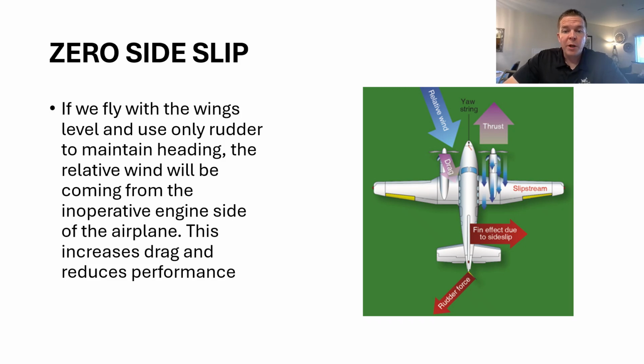So let's talk about a few different ways we could fly the airplane on one engine. If we were to fly the airplane with the wings level and use only rudder to maintain directional control, we would be slipping into the relative wind, and the relative wind would be hitting the side of the airplane that has the inoperative engine. So in this picture, the left engine is inoperative, the right engine is operative. This airplane is flying wings level and using only rudder to maintain directional control. And you can see from the arrow, the relative wind is hitting it on the left side of the airplane. That increases drag and decreases performance.